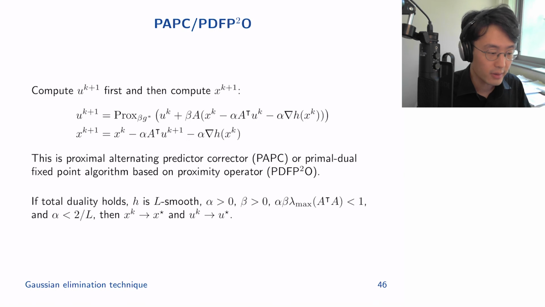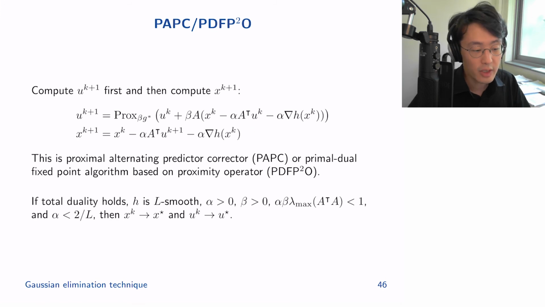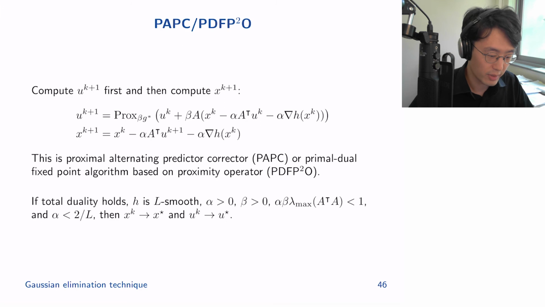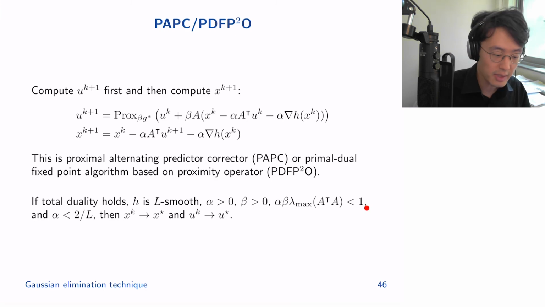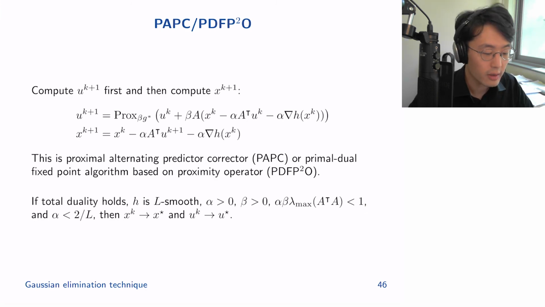So when we carry that out, we compute u^(k+1) first, and that can be expressed in terms of this proximal operator. And then we can use that result, the u^(k+1) result, to compute x^(k+1). This method is referred to as the Proximal Alternating Predictor Corrector, PAPC method, or the Primal Dual Fixed Point Algorithm based on Proximity Operator, PDFB2O. If strong duality holds, the function h is L-smooth, alpha and beta are positive, this step size condition is met, and alpha is less than 2 over L, then the primal iterates converge and the dual iterates converge.